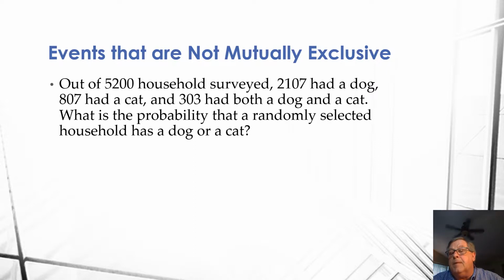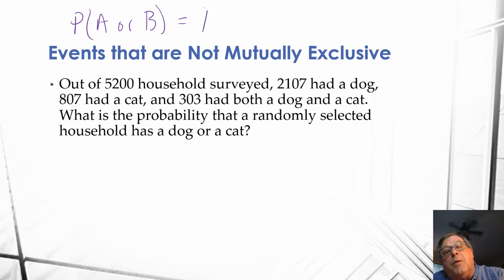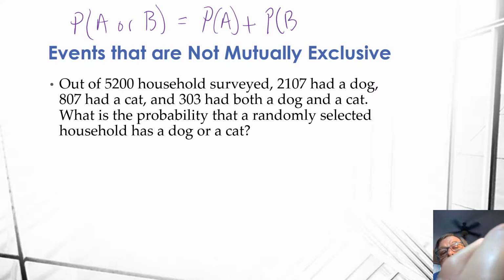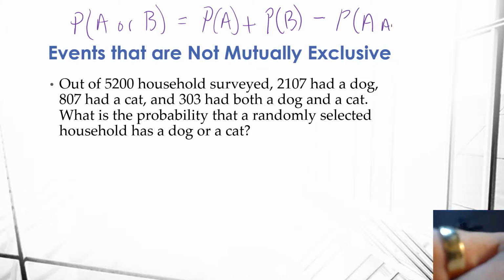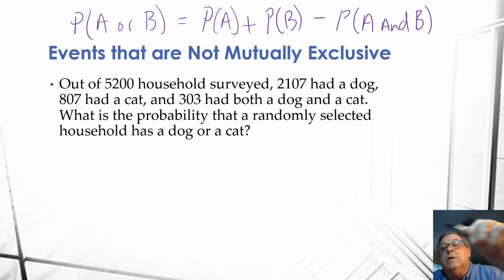the same time. Now, from a probability standpoint, if we're talking about the probability of event A or event B, then that's going to be equal to the probability of event A plus the probability of event B minus the probability of event A and B. In other words, the events that could happen at the same time.